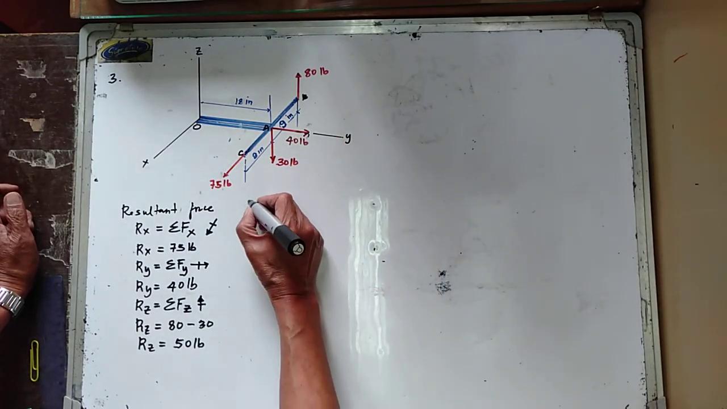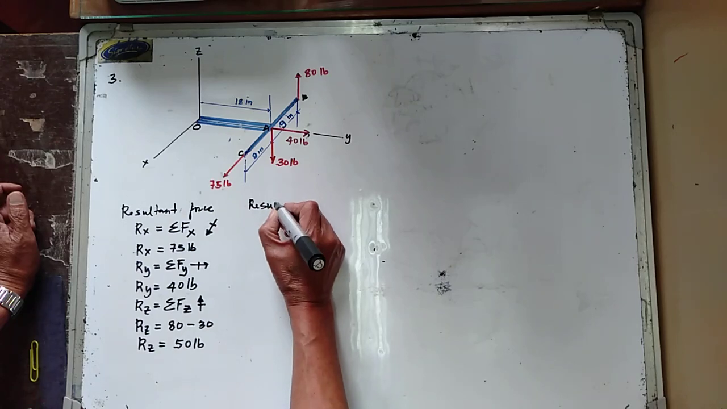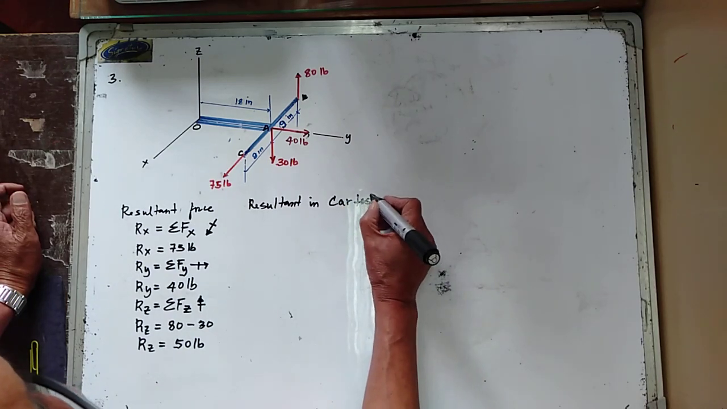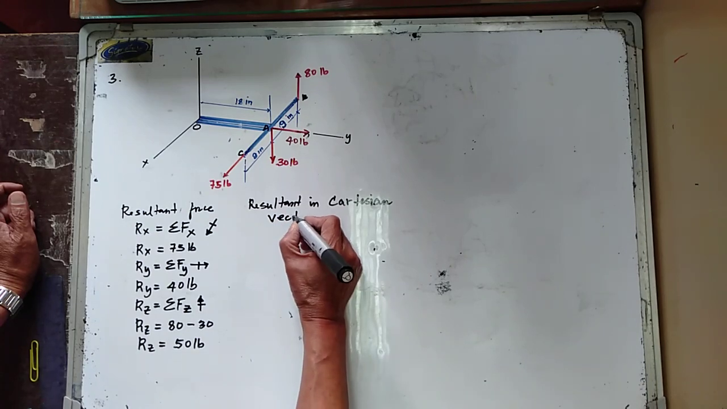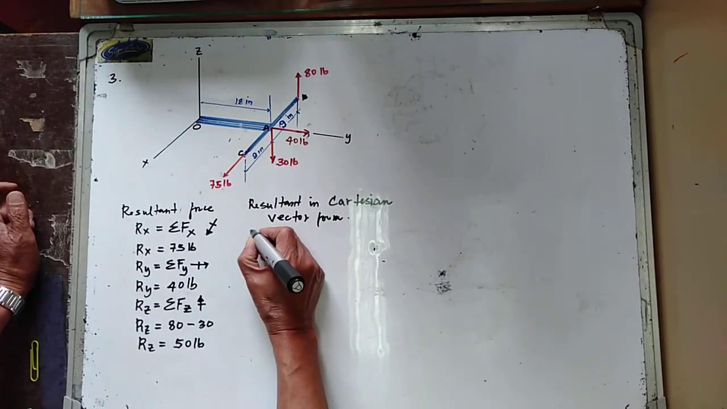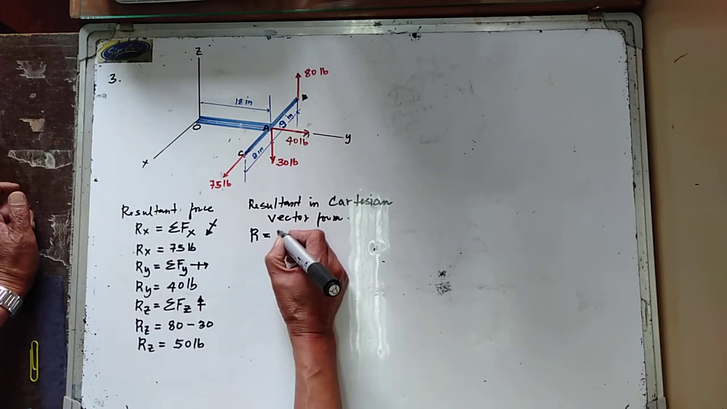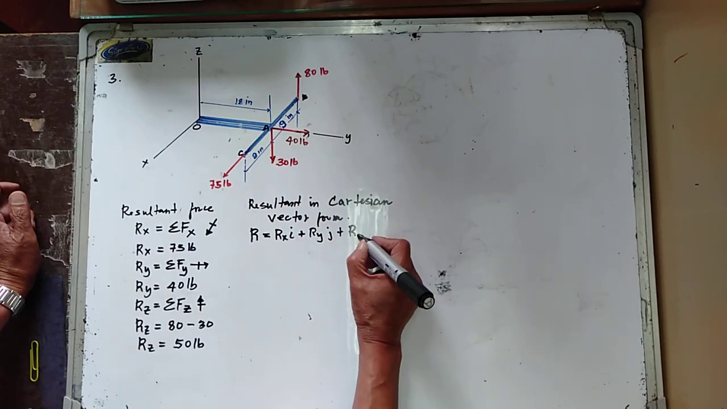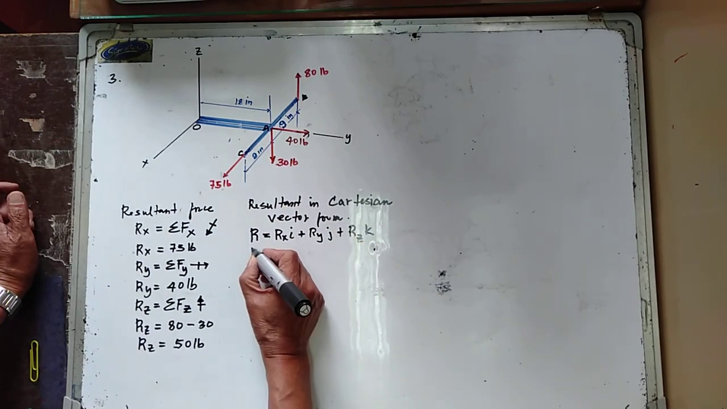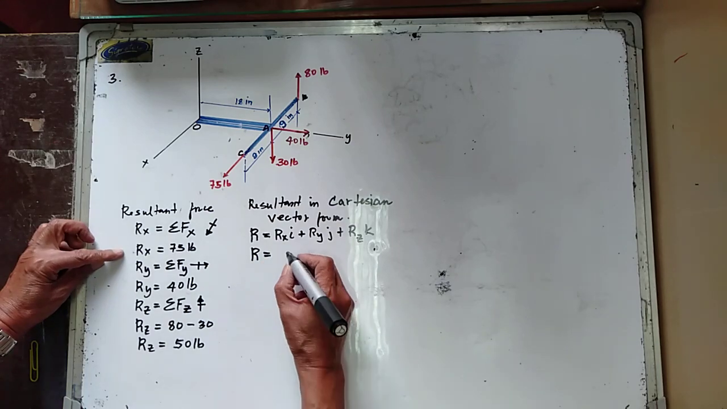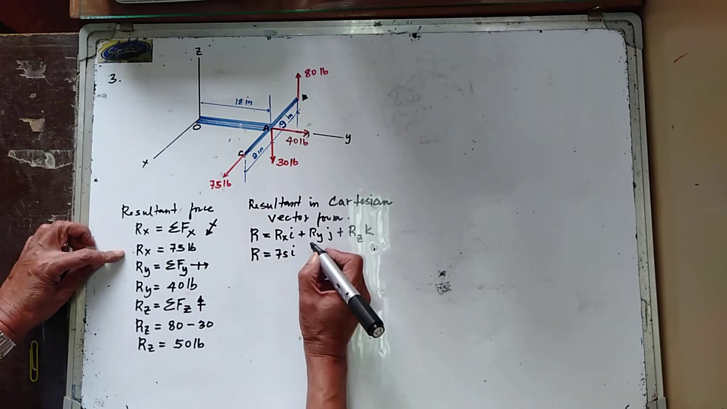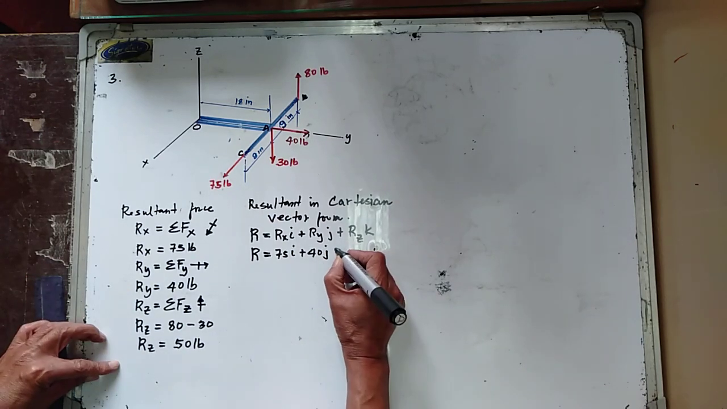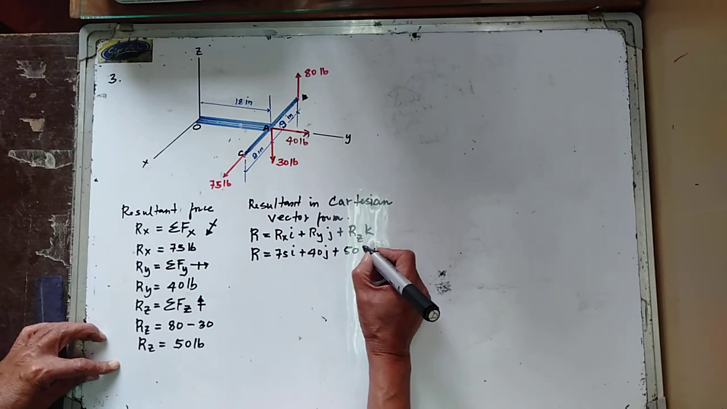So let us try to determine the resultant in Cartesian vector form. So in Cartesian vector form, the resultant is now equal to Rx i plus Ry j plus Rz k. Therefore, the resultant force is now equal to Rx 75i, and then Ry is 40 pounds, so plus 40j, and Rz is 50 pounds, so plus 50k.